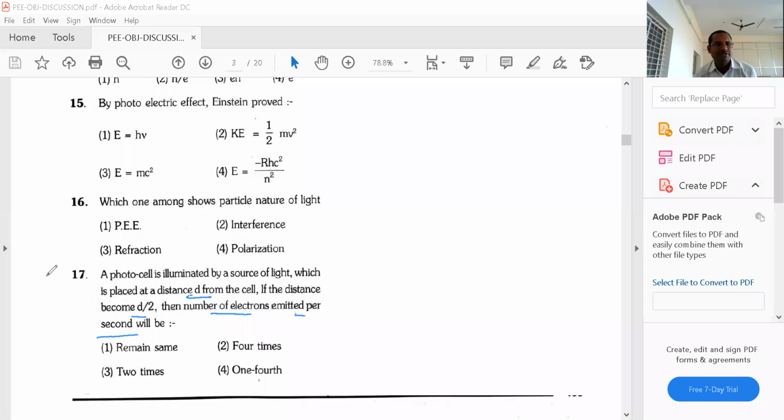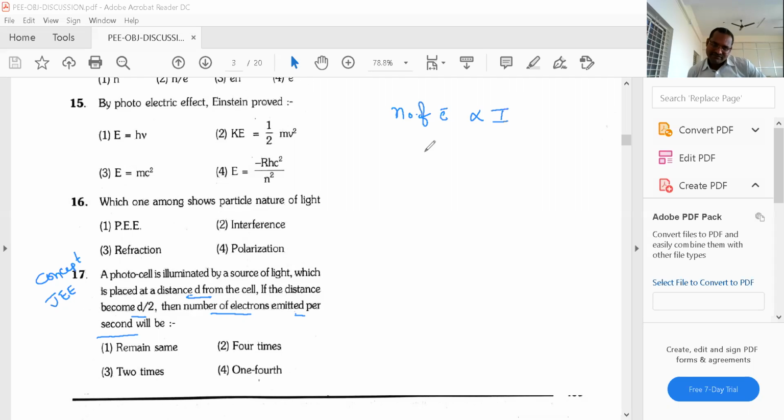The concept is important, for JEE students also. Listen carefully. The number of photoelectrons or photons emitted is directly proportional to the intensity of light. The more the intensity of light incident on a metal surface, the more electrons will eject out. This is the concept. Clear?